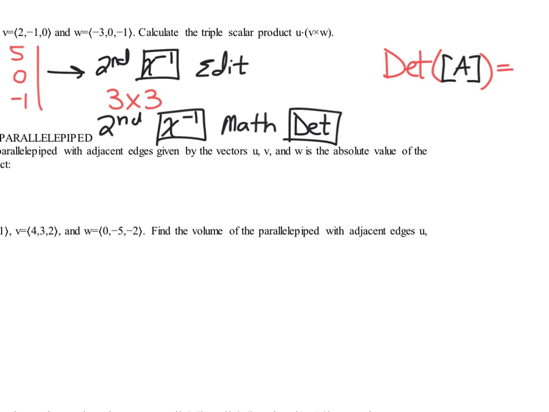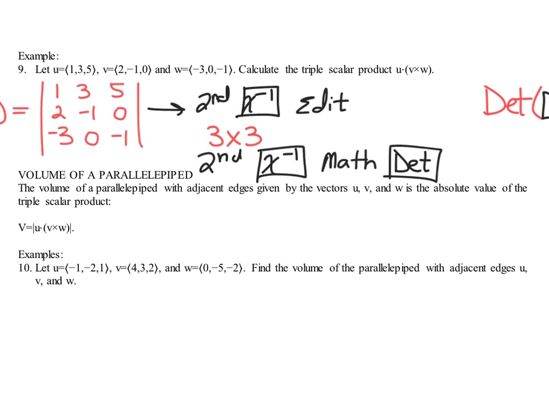So, matrix menu, go to edit, type in 3x3, type in the stuff. Right, that's the important ingredient there. You got to type in all the stuff that we have.